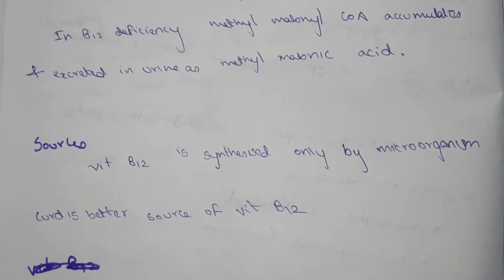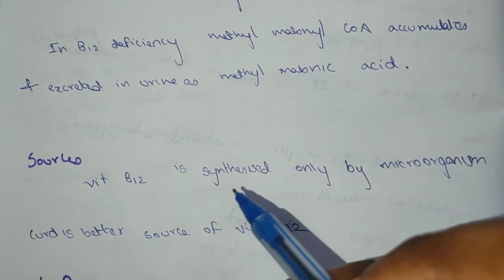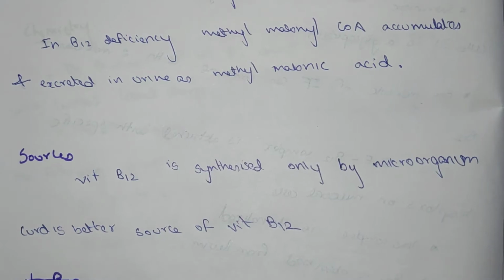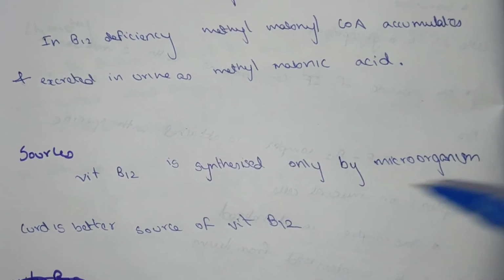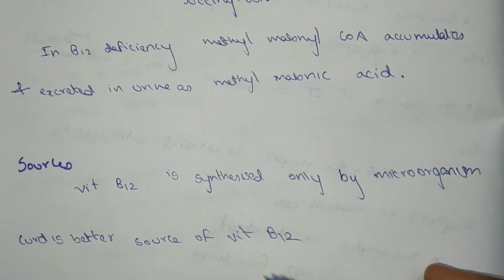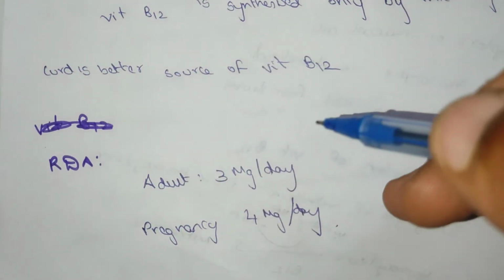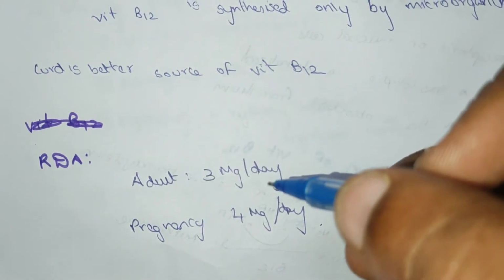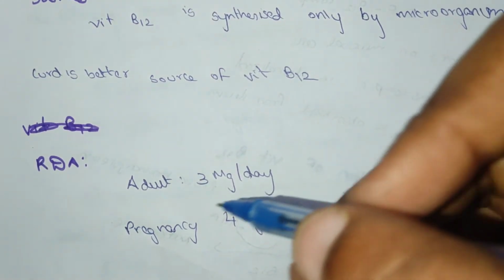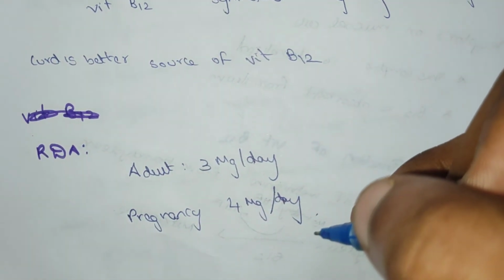The sources of vitamin B12: vitamin B12 is generally synthesized only by microorganisms. Curd is a better source of vitamin B12. Now we will see the RDA. For adults it is 3 micrograms per day, and for pregnancy it is 4 micrograms per day.